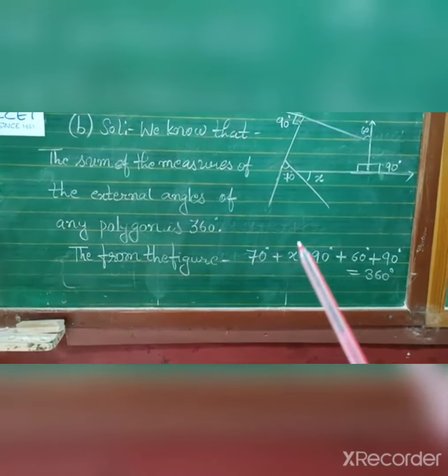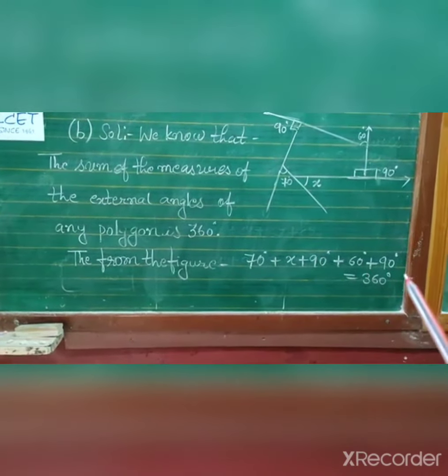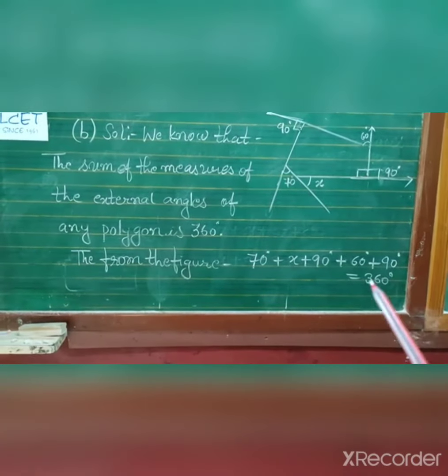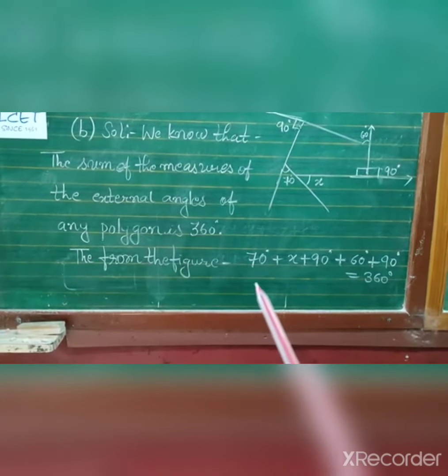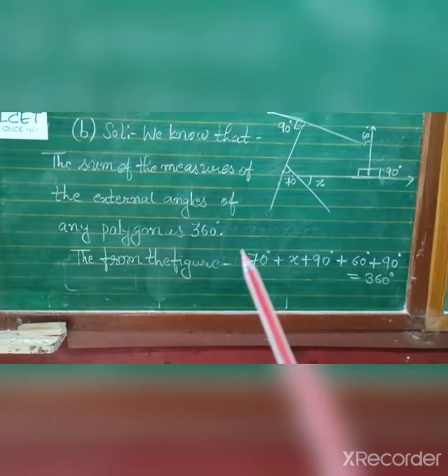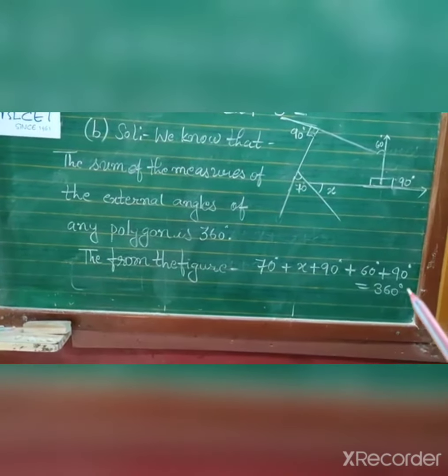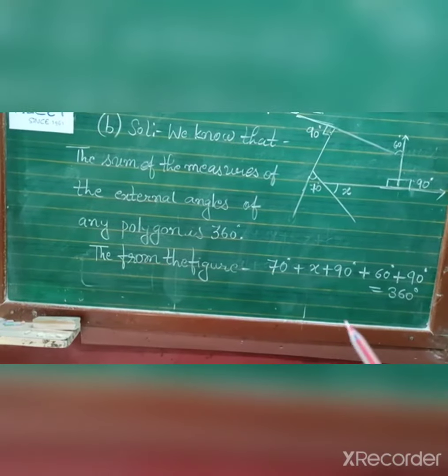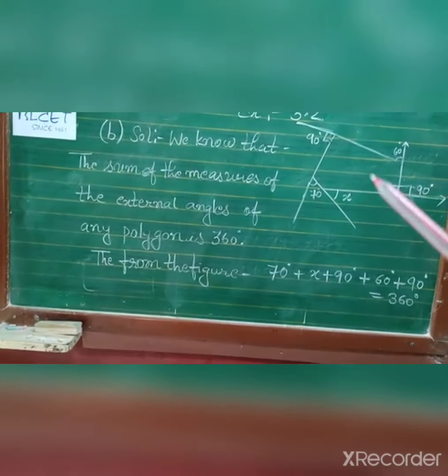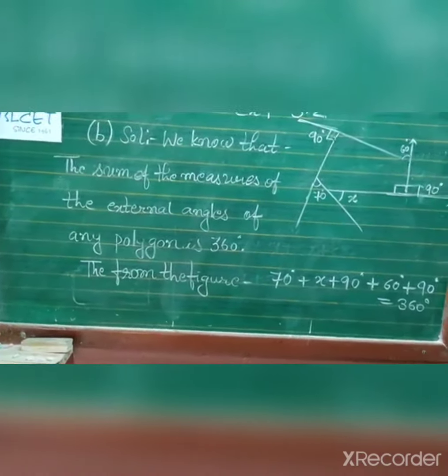Add 70 plus 90 plus 60 plus 90. Whatever value you are getting, that value plus x, then from 360 degrees you will subtract that value. So you will get the value of x. Okay. Now the second question.